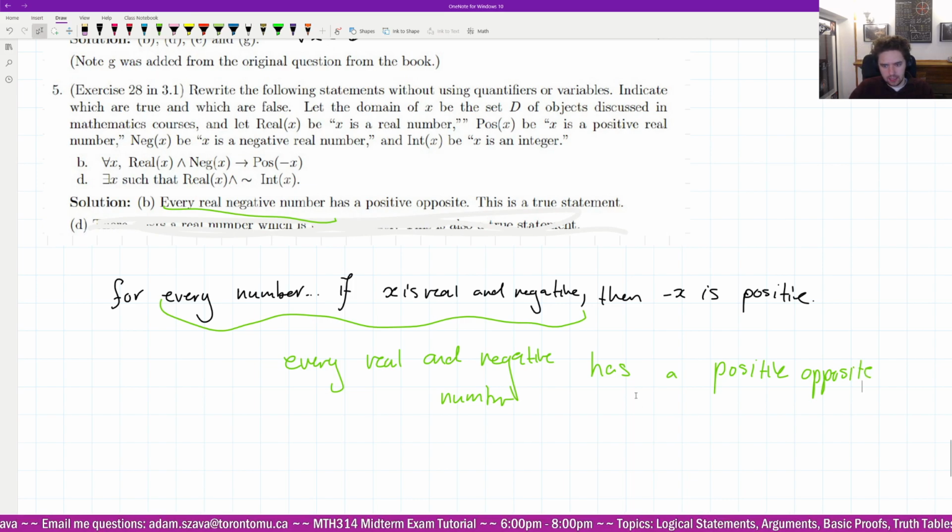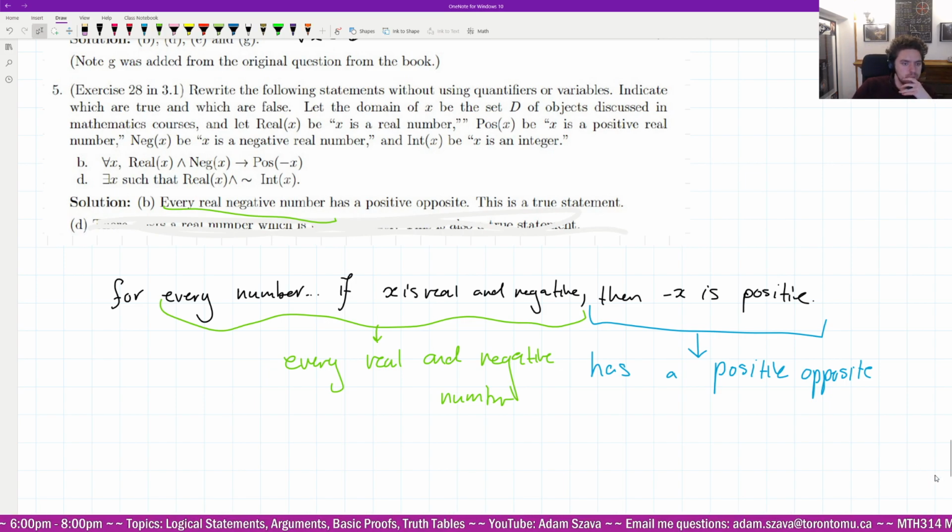But just to kind of do it like this, this is probably how I would approach it, right? I would translate into somewhat English first, and then way more English after, if you want to completely remove variables.